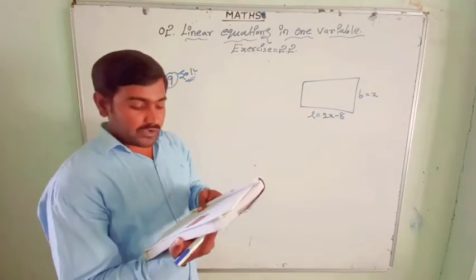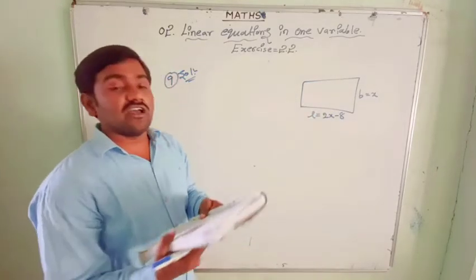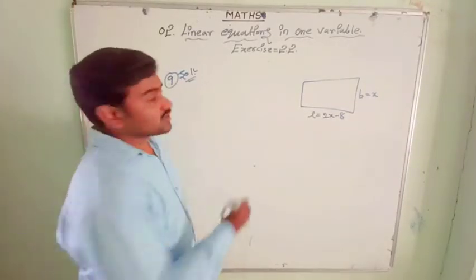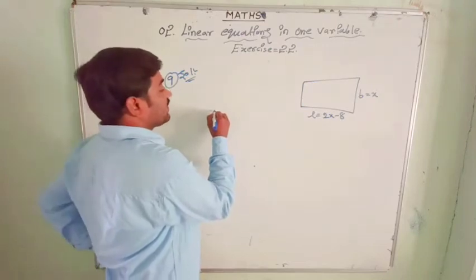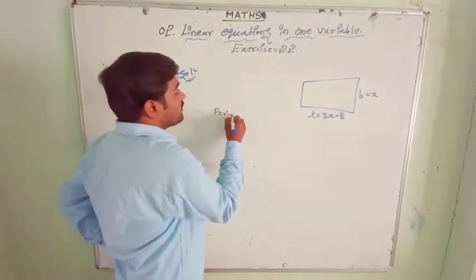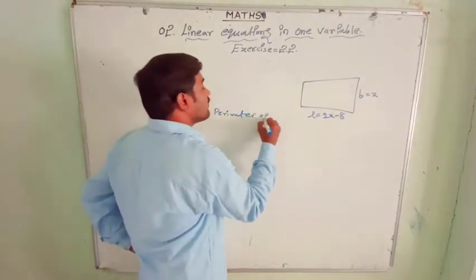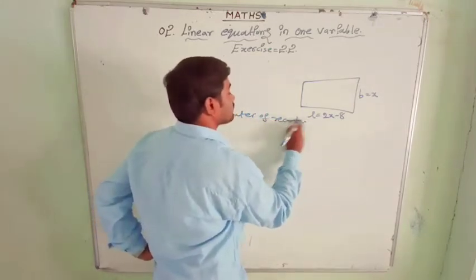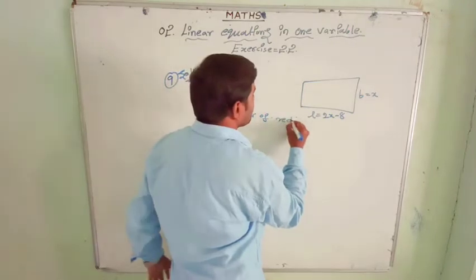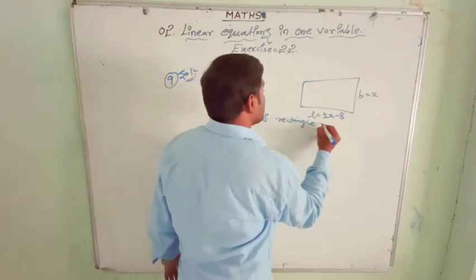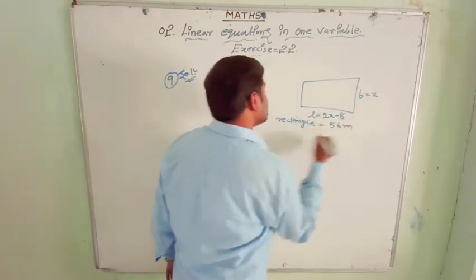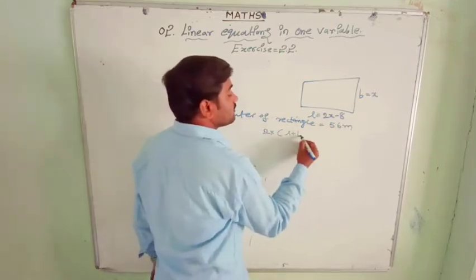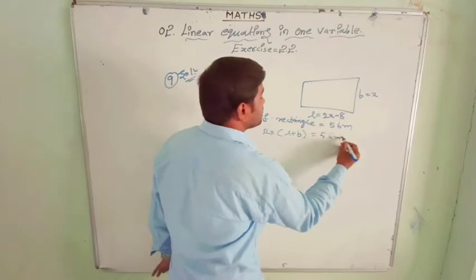Now we got it. Now the perimeter of the rectangular field is 56 meters. So simple. Here the perimeter of rectangle formula: perimeter of rectangle equal to 56 meters.